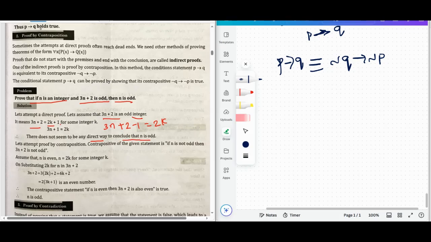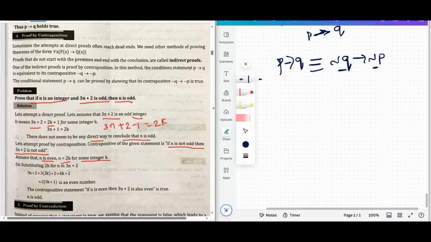So what we can do, let us assume the method of contrapositive. What is the contrapositive? We'll take the reverse. If n is not odd, then 3n plus 2 is not odd. We are taking a reverse. If we are taking negation q and negation p, then n is even, n is equal to 2k. If it is not odd, it should be even. So n is even, n is equal to 2k for some integer k.